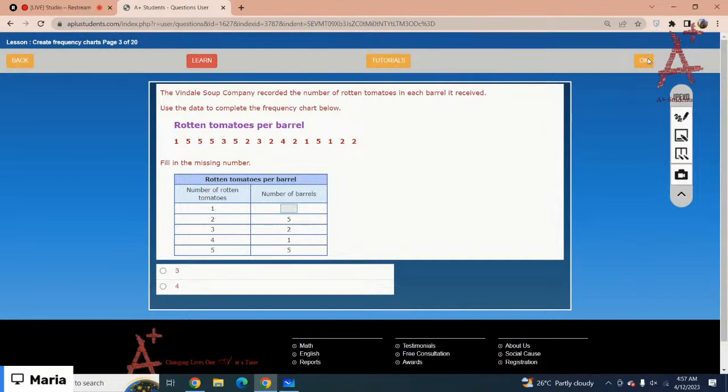Just 3 times. Got it? That means just 3 of the barrels have one rotten tomato. Got it? The correct option is 3.